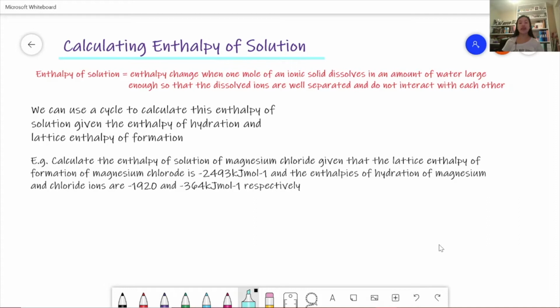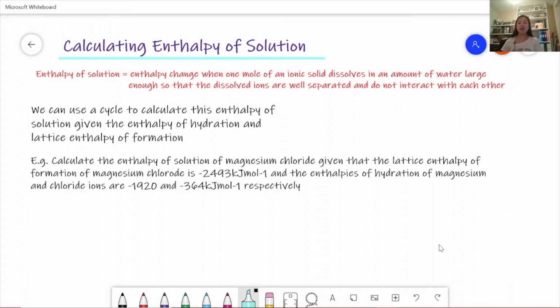So the definition of enthalpy of hydration is when we hydrate, so when we add water to 1 mole of gaseous ions and turn them into aqueous ions. And the definition of the lattice enthalpy of formation is when we form 1 mole of a solid ionic compound from its constituent ions in their gas states.